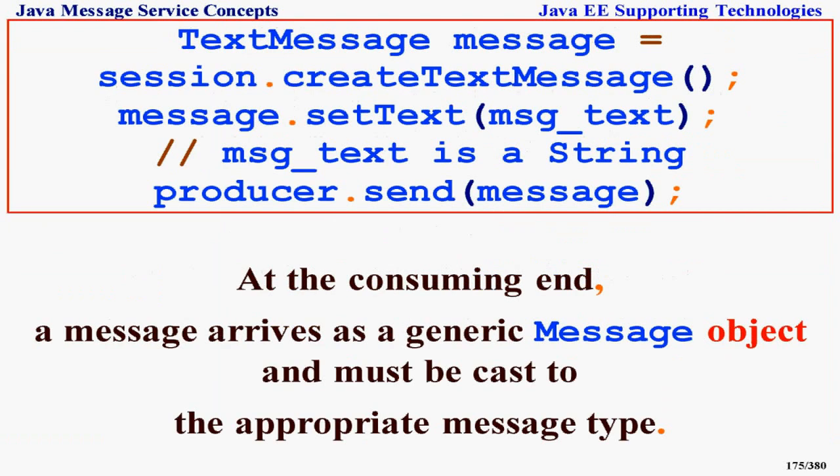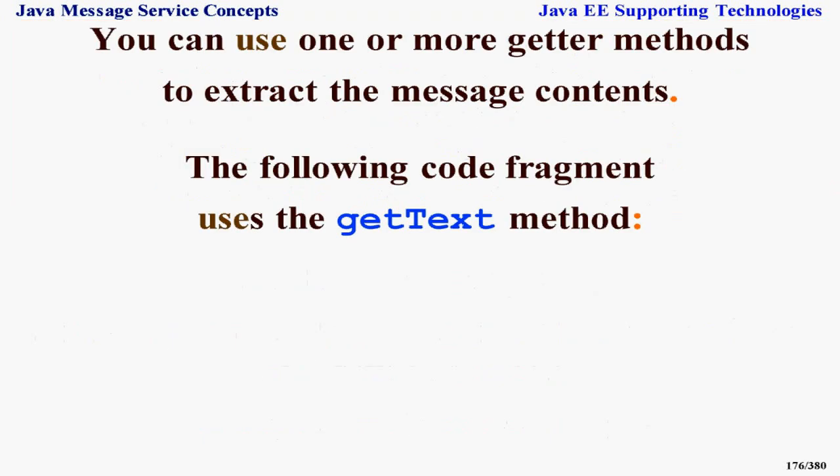TextMessage message = session.createTextMessage(); message.setText(msg_text); // msg_text is a String producer.send(message); At the consuming end, a message arrives as a generic Message object and must be cast to the appropriate message type. You can use one or more getter methods to extract the message contents. The following code fragment uses the getText method.